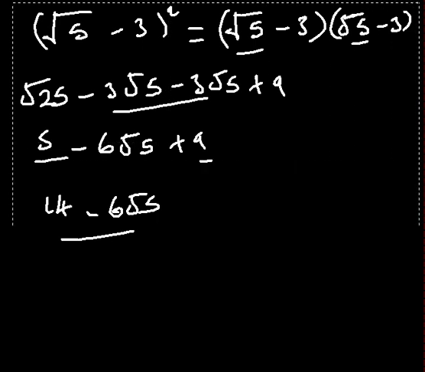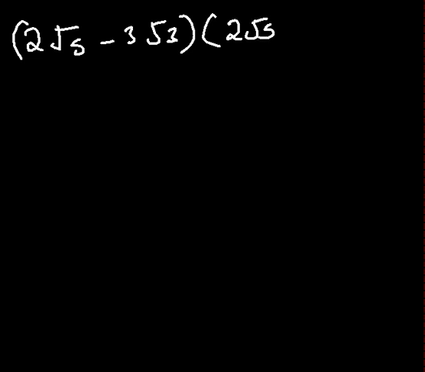How about if we have this case as well. Let's say we have 2 root 5 minus 3 root 3, times 2 root 5 plus 3 root 3. So how do you think you can solve this? The principle remains the same. We'll have this times this.